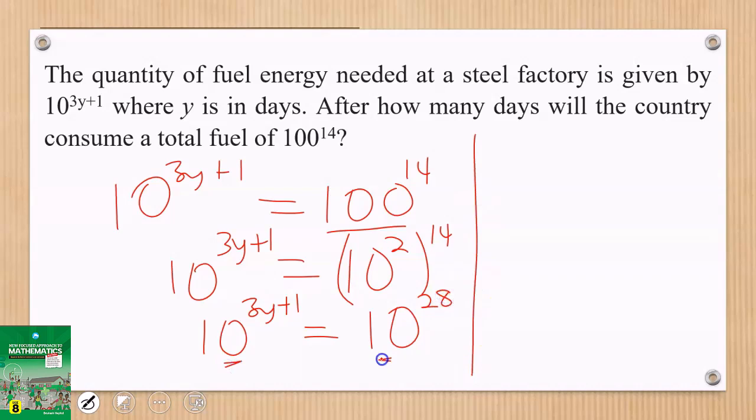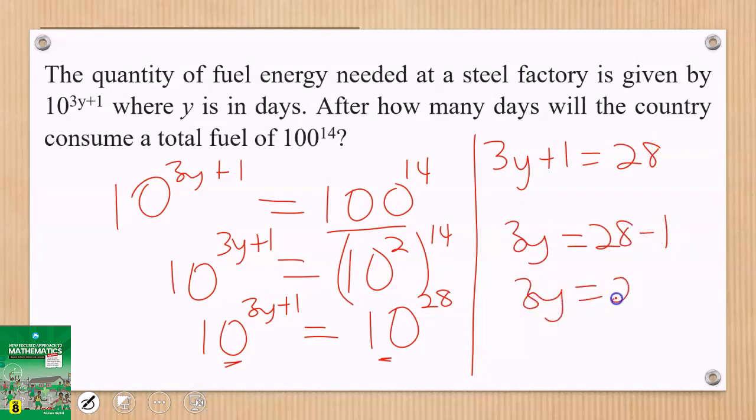Now, since the bases are the same, I can equate the exponents as this. So 3y is equal to 28 minus 1, 3y is equal to 27. Dividing both sides by 3, then we can have y to be equal to 9.